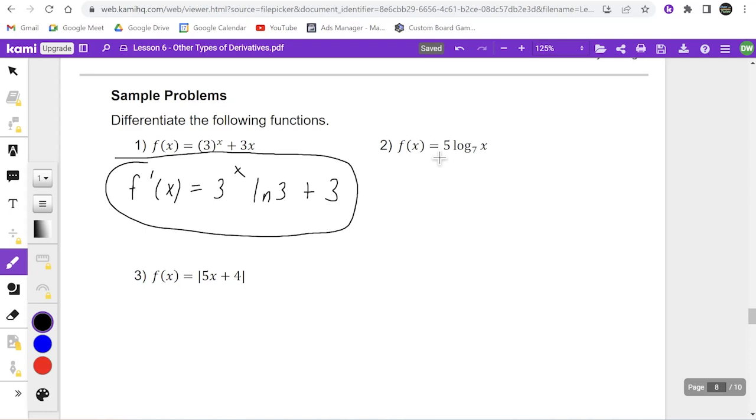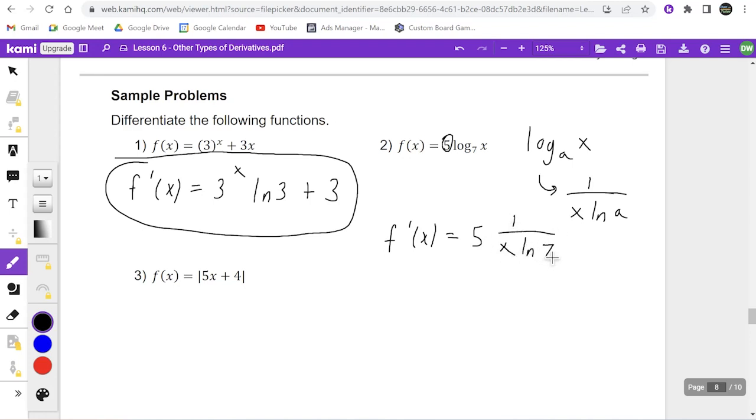Next one, we have f of x equals 5 log base 7 of x. Remember what we said before. If you have log base a of x, that's going to turn into 1 over x natural log of a. So in this case, a is 7, and that 5 is a coefficient. Just pull the coefficient out in front. So when I take this derivative, it's 5 out in front times 1 over x natural log of 7. And if you want to make this look nicer, you can just put the 5 in the numerator. That's fine. And you'll get this, and this is a beautiful final answer for the derivative. Any questions on those first two?